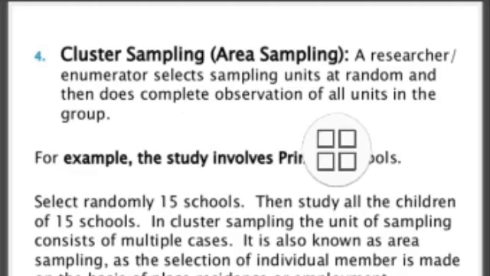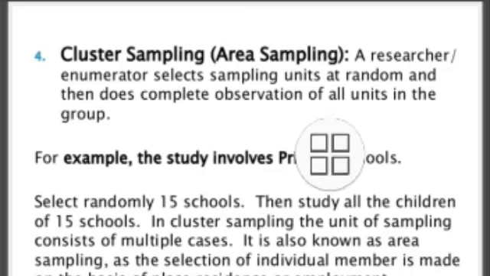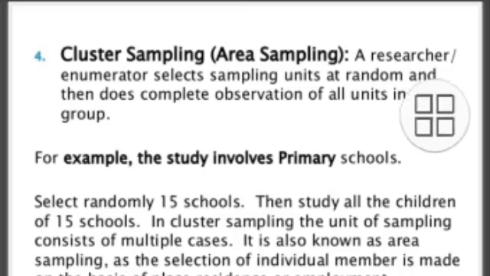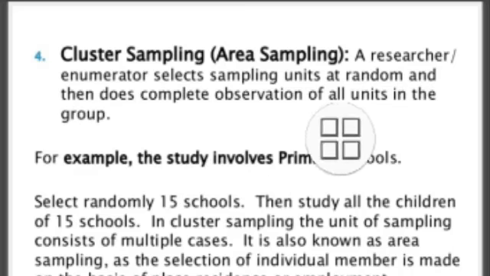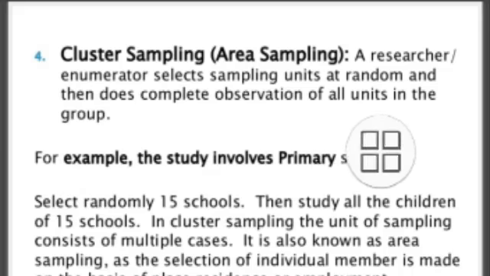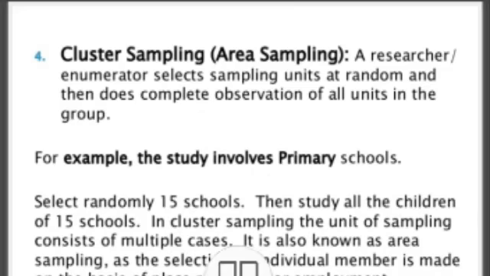Okay, the last type of probability sampling is cluster sampling or area sampling. When a full sampling frame list is not available, or the target population is too geographically dispersed, then cluster sampling will take a sample from just one or a few groups, not the whole population. It means a researcher or enumerator selects sampling units at random and then does complete observation of all units in the group.